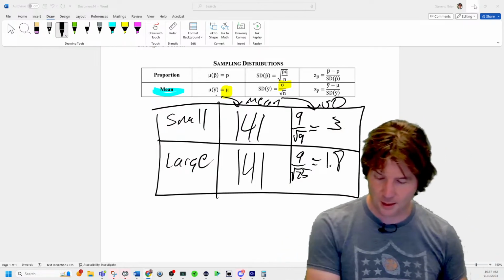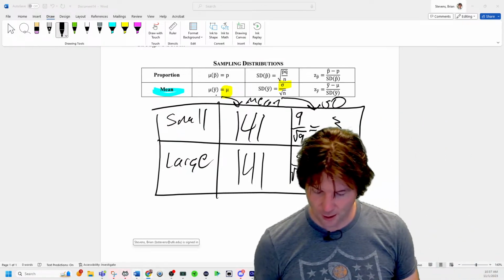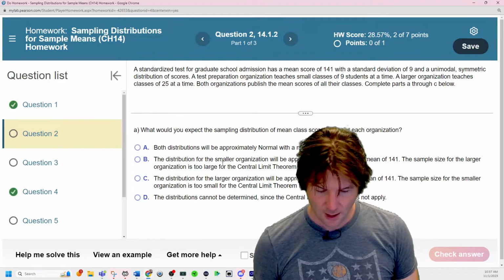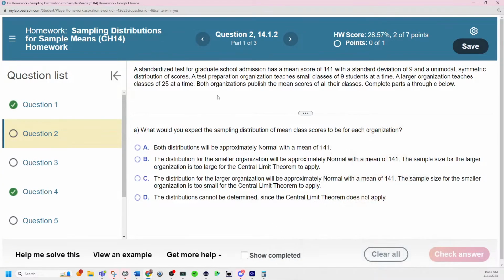And so now when we look at this, this question goes into, well, are these things unusual? And so both distributions will be approximately normal, and that's because the underlying distribution is normal. So the reason they are both normal is because the original data is normal.